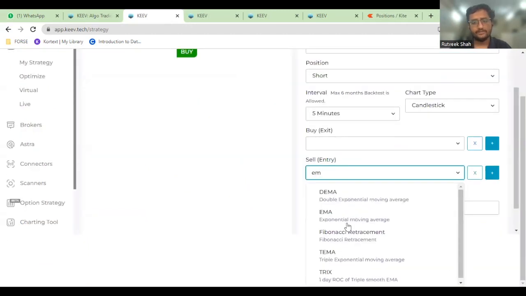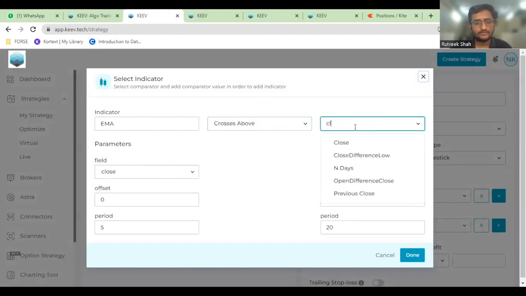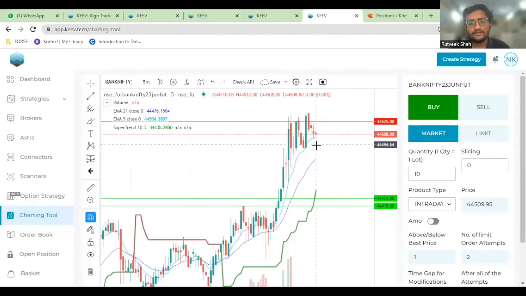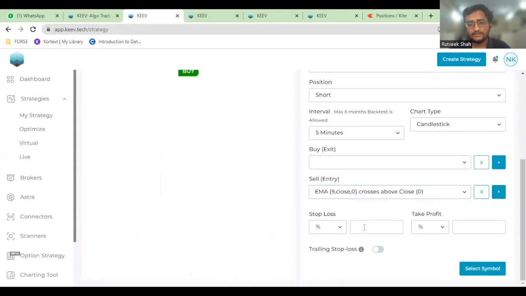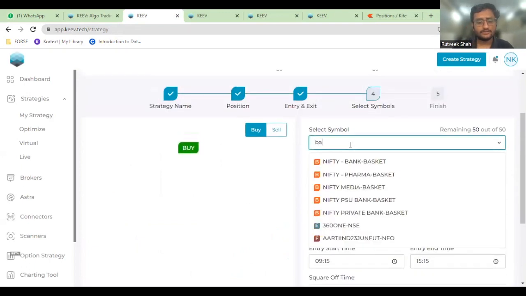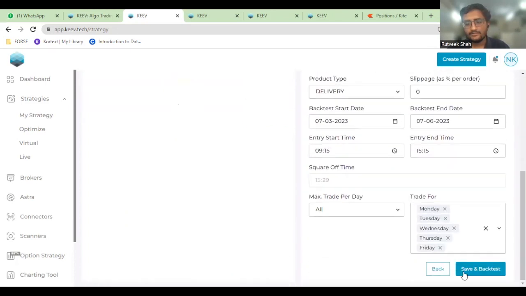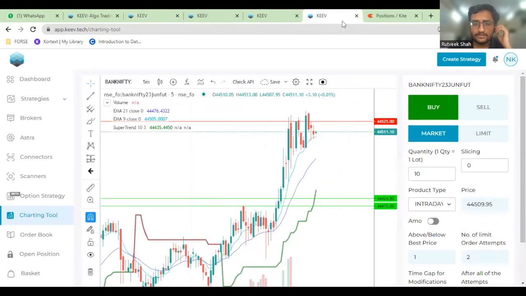So we will type EMA here. We want the EMA to cross above the close of the candle. We want the 9 EMA. Currently, as you can see, it is still getting resistance from here and getting support at the 9 EMA, so as soon as the strategy starts, it will be beneficial for us. I'm not taking any take profit or stop loss for this position because I want to start a new position here. So I'll just run a quick backtest to see how the strategy has performed in the past.